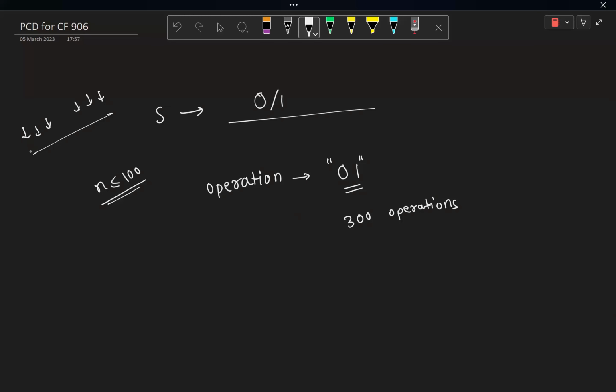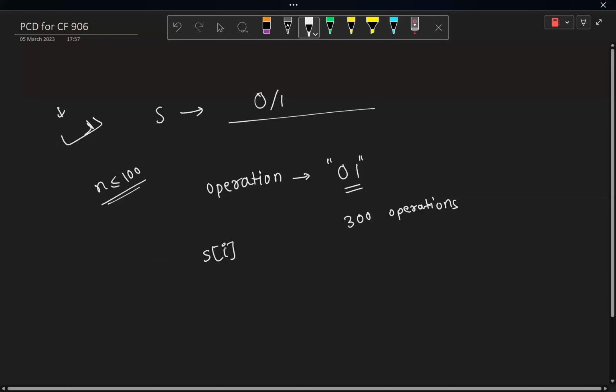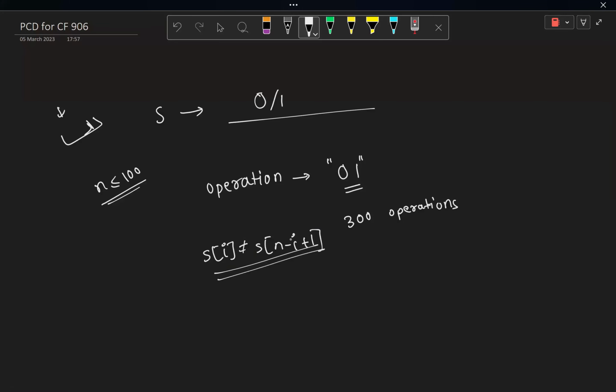It's not really about palindrome. It's even stricter than that. Even if any two mirror elements are equal, let's say these two are equal, then the string would not be good. The expression is Si should not be equal to S of n minus i plus 1, where we are using one based indexing. This is the expression, so it would be true for all i. Is the problem clear?